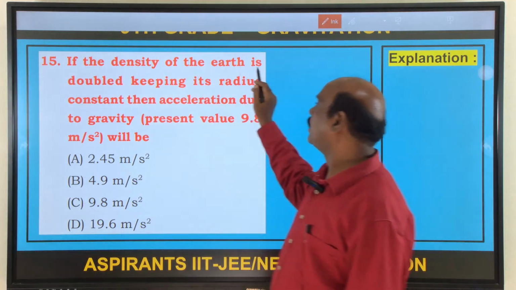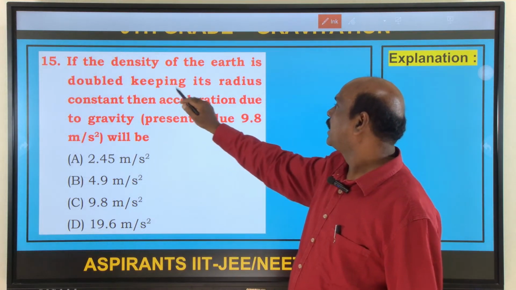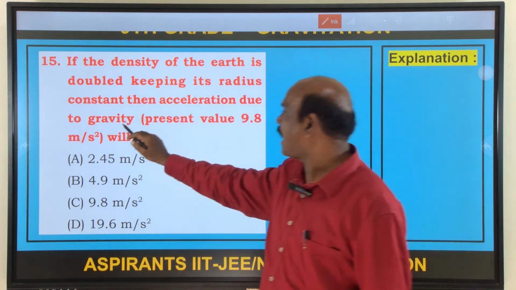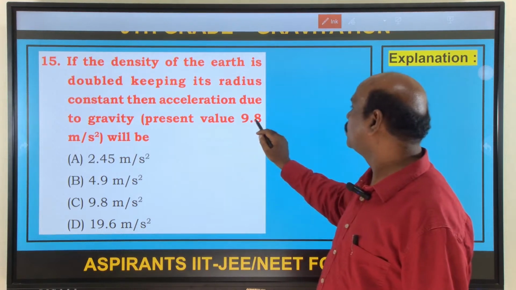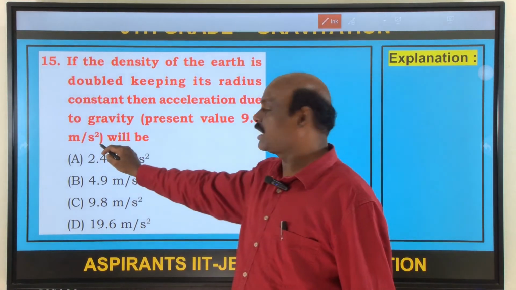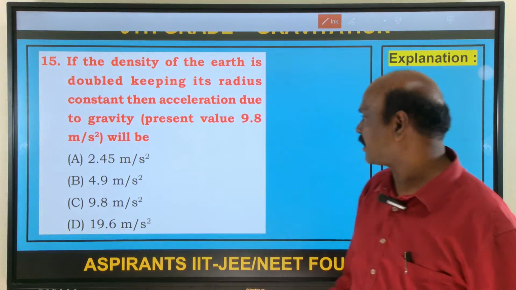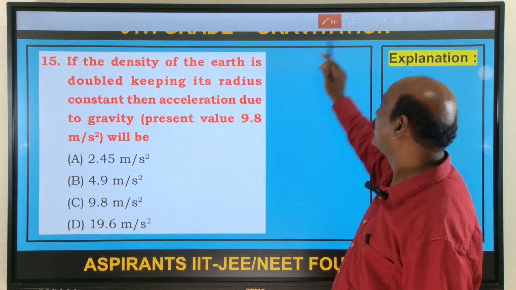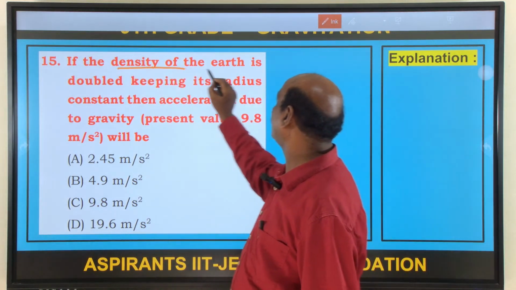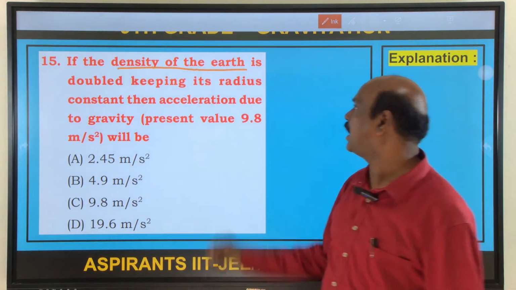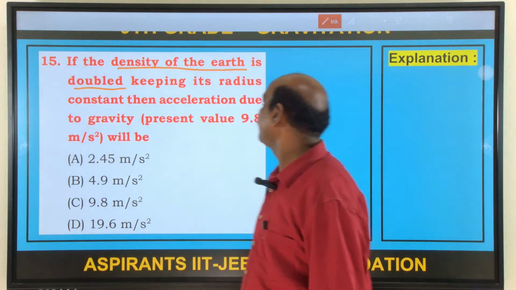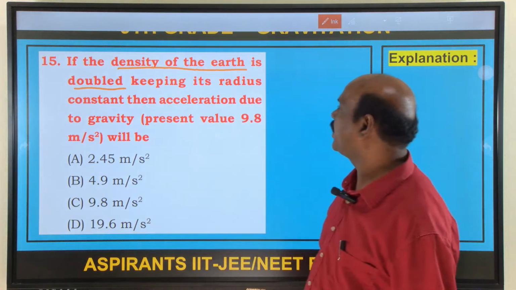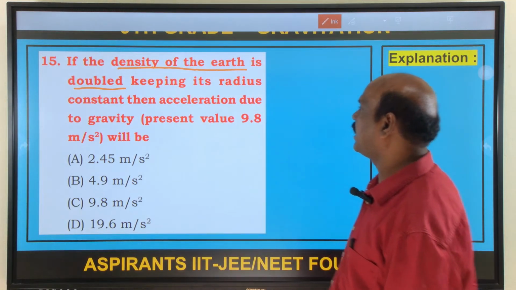If the density of the earth is doubled, keeping its radius constant, then acceleration due to gravity, present value 9.8 meters per second squared, means acceleration due to gravity what we are taking is 9.8. So let us see what is being asked here. It is asking, if the density of the earth is doubled, keeping the radius constant, what happens to acceleration due to gravity?